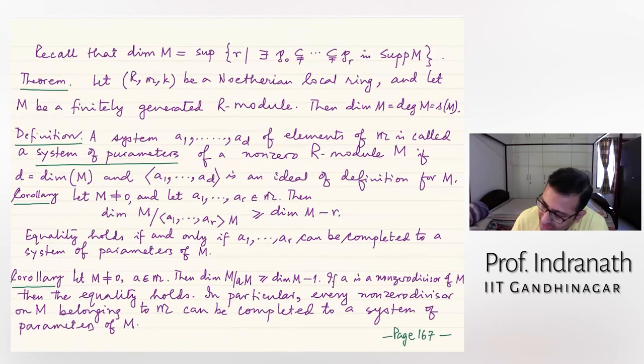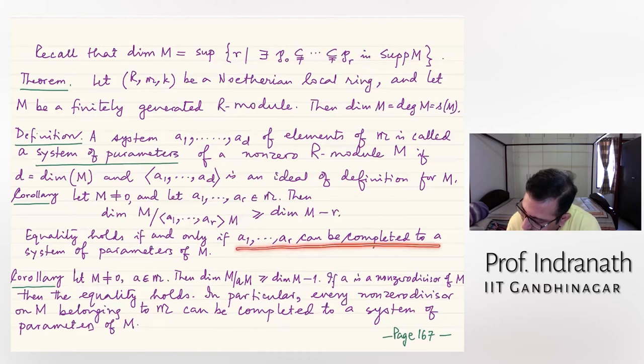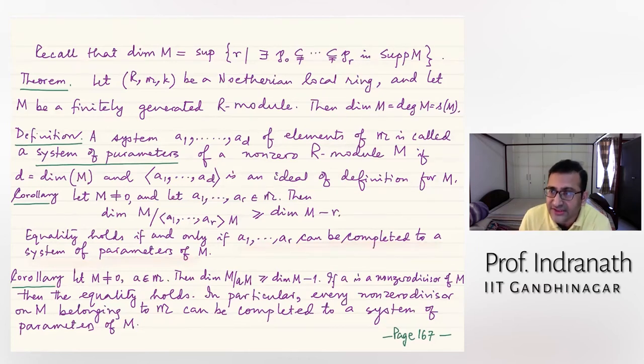Yes, so a quick recapitulation of the definition of system of parameters and a very important corollary: if you have a string of elements in the maximal ideal M, and you go modulo this submodule, then what happens to the dimension? And equality holds if and only if this can be completed to a system of parameters. This is very, very important. This is what is used everywhere.